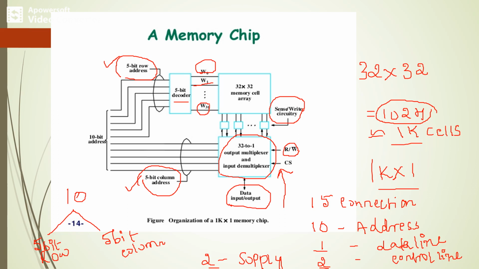The 5-bit decoder will select any one word line among 32 word lines, that is W0 to W31. The respective row will be enabled. Similarly, the 5-bit column address will enable one respective column. According to that, we can perform either read or write operations depending upon the read bar write signal.